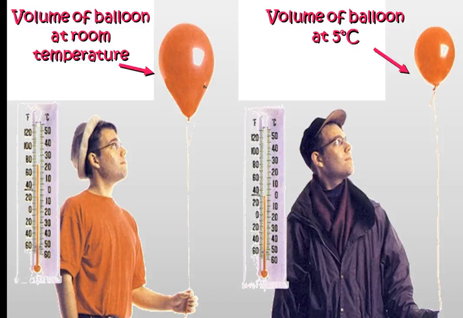So at a high temperature, the volume inside the balloon remains large. So the volume of a balloon at room temperature, this would be initially, or your V1 and T1 at this specific temperature. And then at the second temperature, much lower at 5 degrees Celsius, the volume of the balloon decreases.